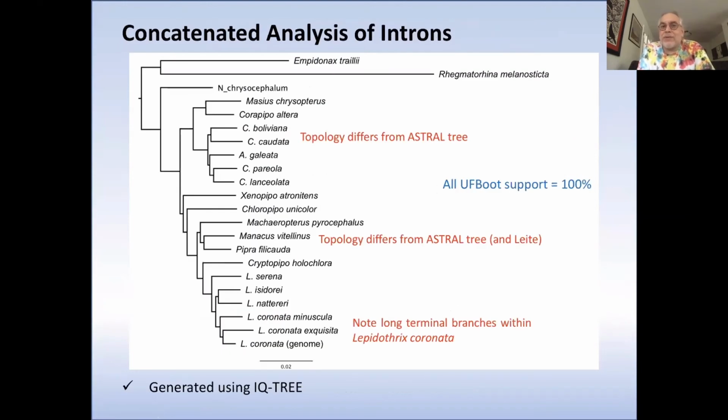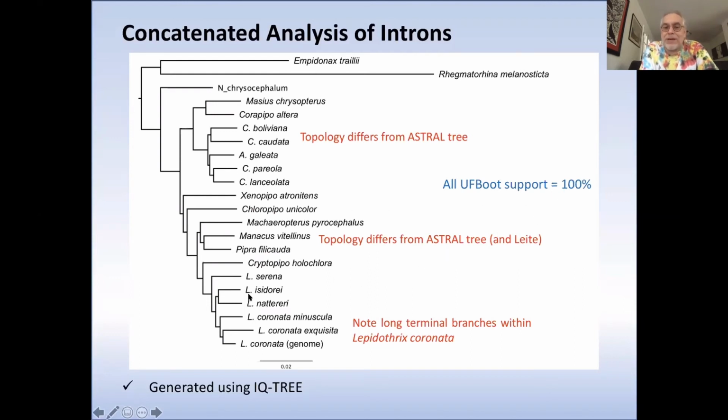If we instead transition over to a concatenated analysis paradigm, we see a different topology at the base of Kirchsiffia plus Antilophia. This is one that Raphael didn't recover either. So Min got two different topologies. This is one of those cases where concatenation differs from species tree methods. We see another difference down here with Manicus, Pipra, and Macropteryx. In all cases, 100% support.